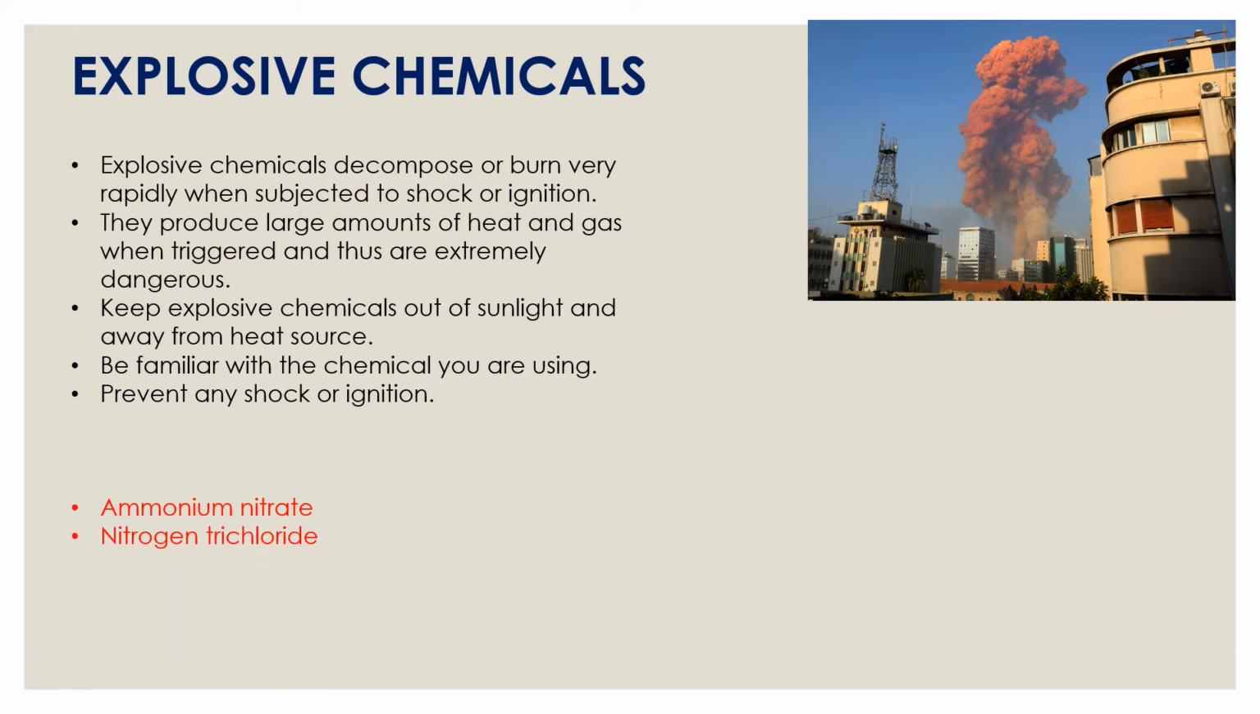Nitrogen trichloride and silver nitride. So these are some of the highly potent explosive chemicals. Silver nitride is one of the dangerous chemicals which can form as a byproduct in the making of a silver mirror. So in the making of a silver mirror, it is very important that you keep on stirring the mixture. Otherwise, it can end up in the formation of a chemical called silver nitride.